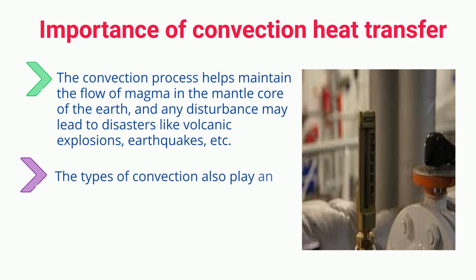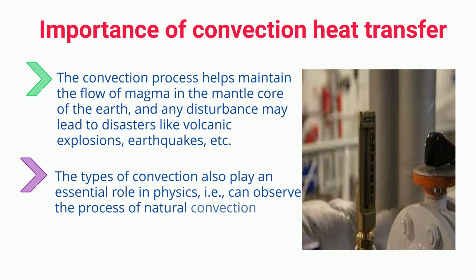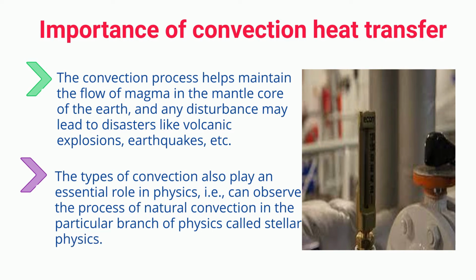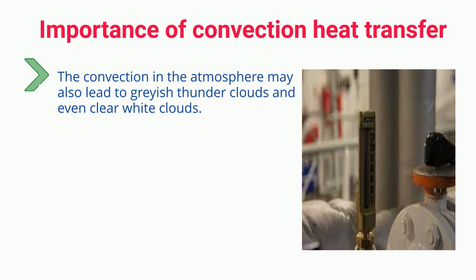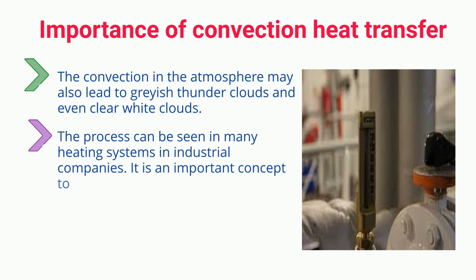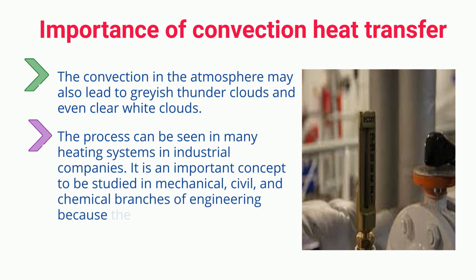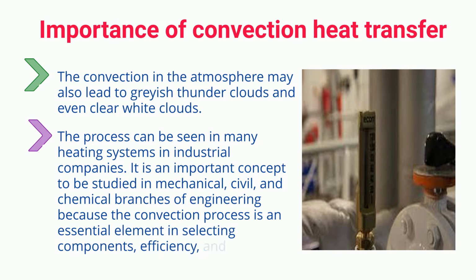The types of convection also play an essential role in physics, i.e., we can observe the process of natural convection in the particular branch of physics called stellar physics. The convection in the atmosphere may also lead to grayish thunder clouds, and even clear white clouds. The process can be seen in many heating systems in industrial companies. It is an important concept to be studied in mechanical, civil, and chemical branches of engineering because the convection process is an essential element in selecting components, efficiency, and reactions.